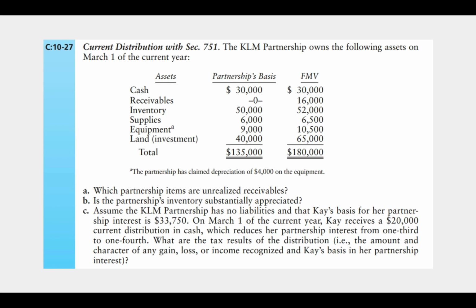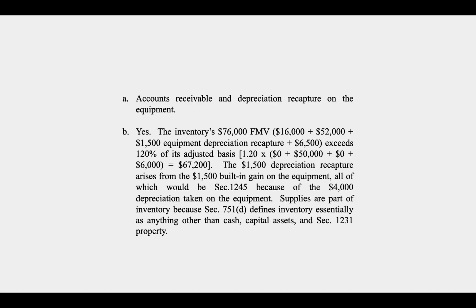B is the partnership's inventory substantially appreciated. Remember, when running this test, our test is 120% over adjusted basis, but we consider both unrealized receivables and inventory in running this test. So in this problem, we're going to look at the fair market value of the receivables, the inventory, the supplies, and the amount of 1245 recapture. So yes, it does meet the test.